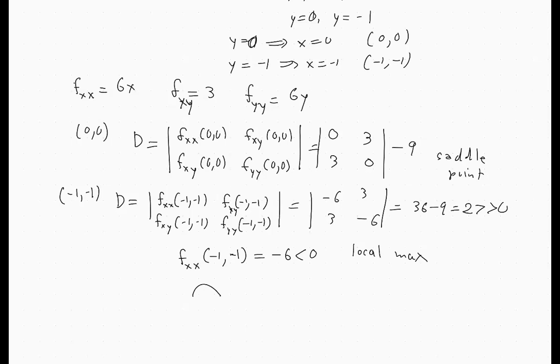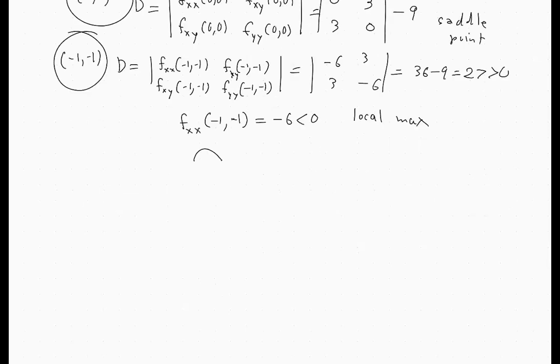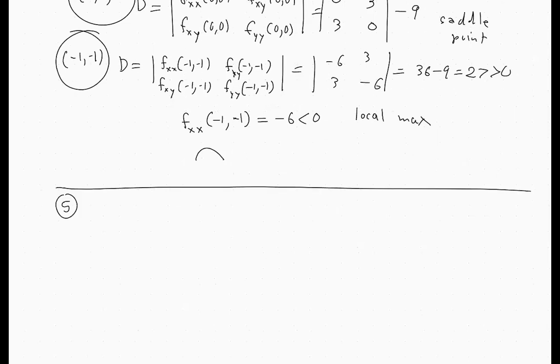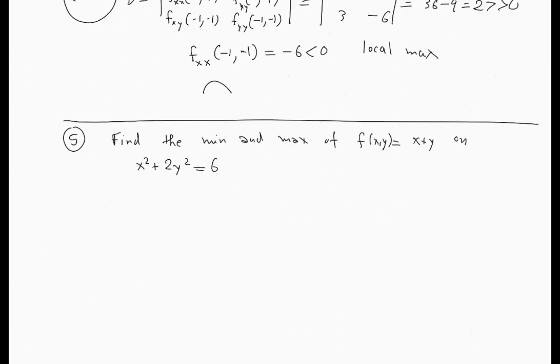Okay, let's do problem 5, Lagrange multipliers. So we want to find the minimum and maximum of f of x, y equals x plus y on the ellipse x squared plus 2y squared equals 6. So again, let's define a function that has the constraint as a level curve. So g of x, y equals x squared plus 2y squared minus 6.